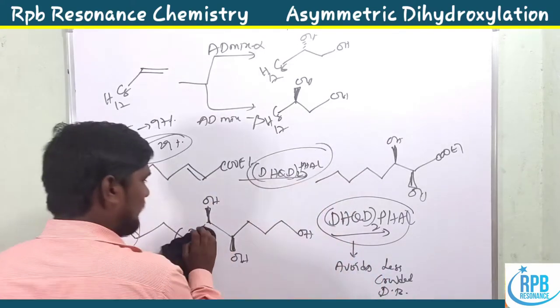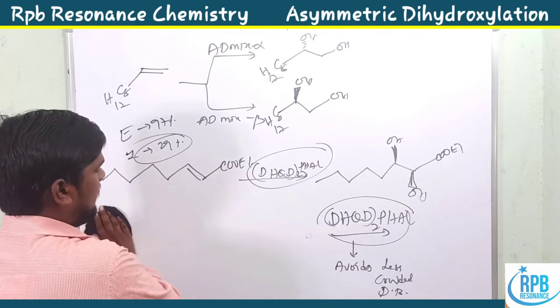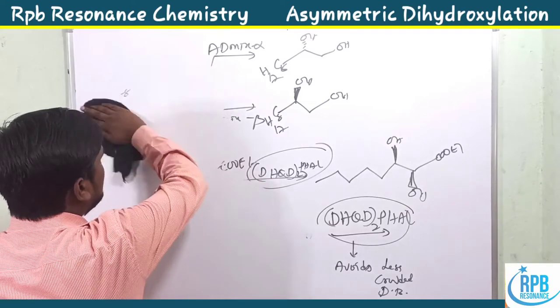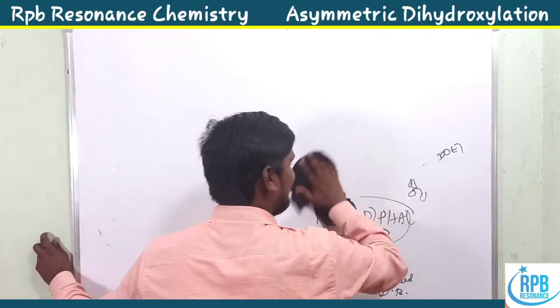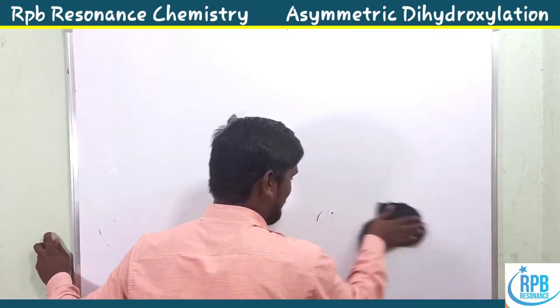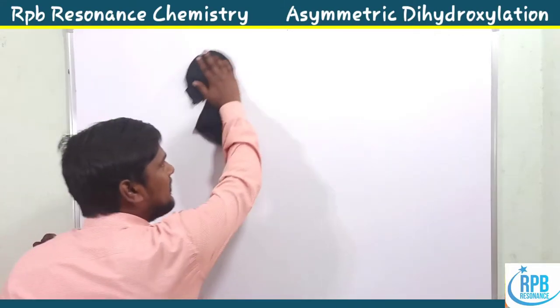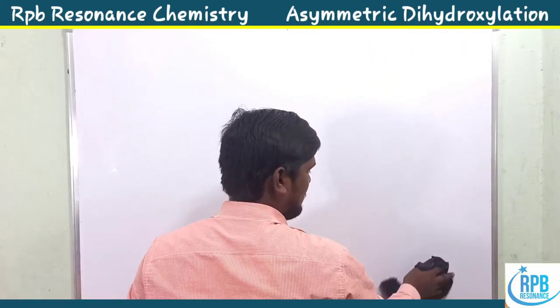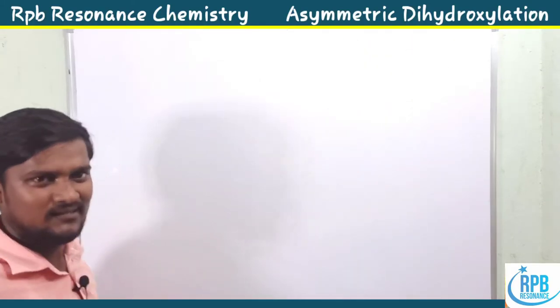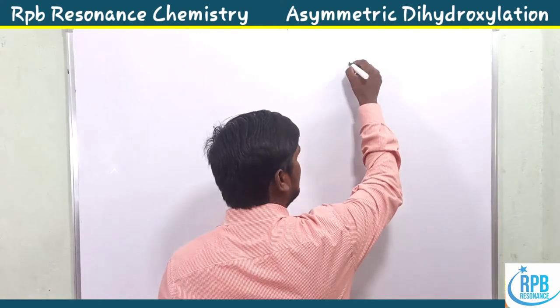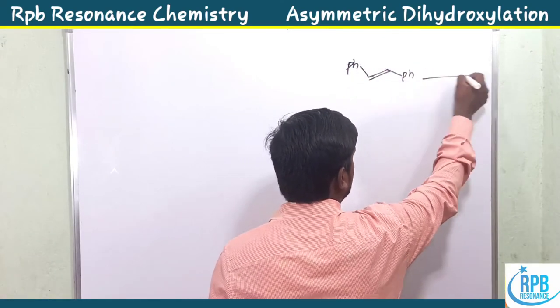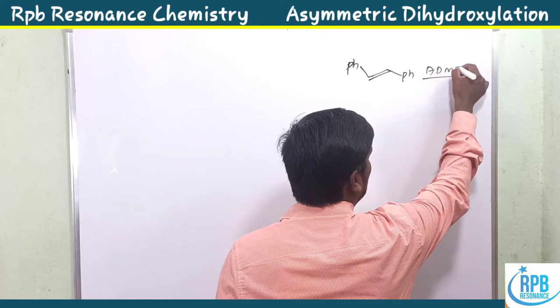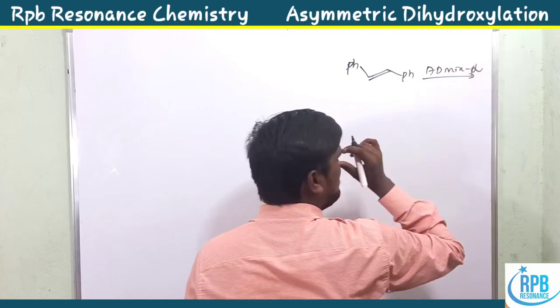So this is the way to learn high importance topics for highly competitive exams like CSIR and GATE, and how they are framed in the questions. Now we are very aware of asymmetric dihydroxylation. So how are they given in the question? Let's check. I did not write all those compositions, simply it is the AD mix alpha.